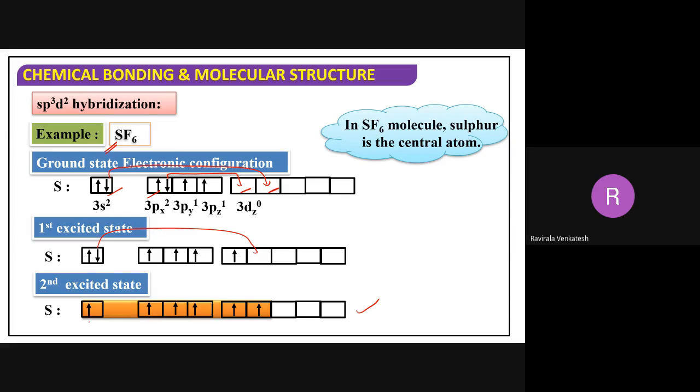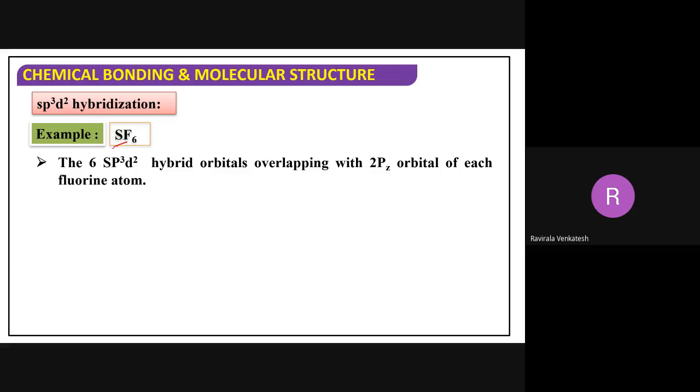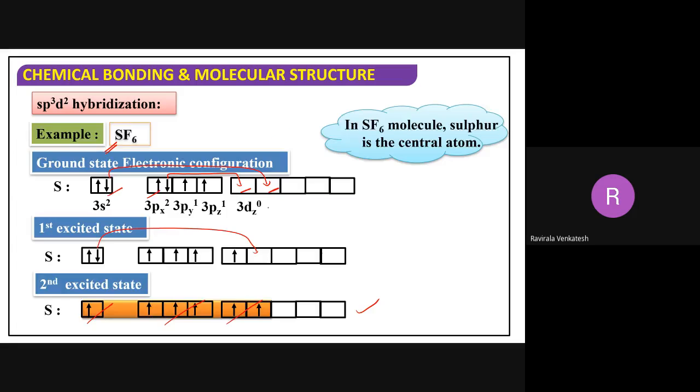Now one s orbital, 3 p orbitals and 2 d orbitals are intermixing to give sp3d2 hybrid orbitals. Example I have taken SF6 here. It looks like sp3d2. 6 hybrid orbitals we are getting. 1, 2, 3, 4, 5.